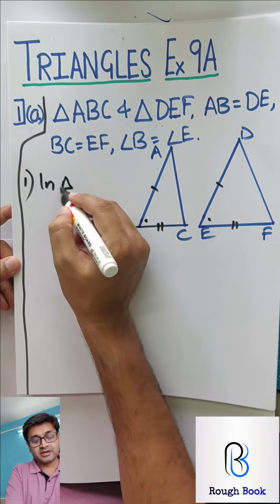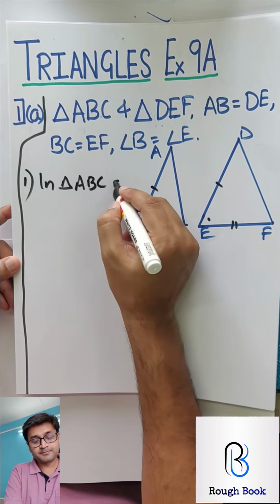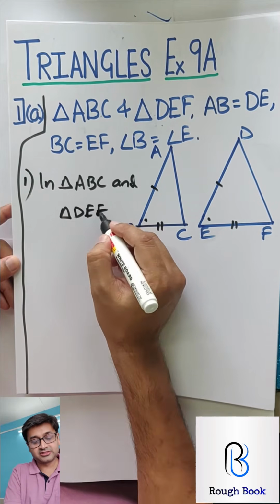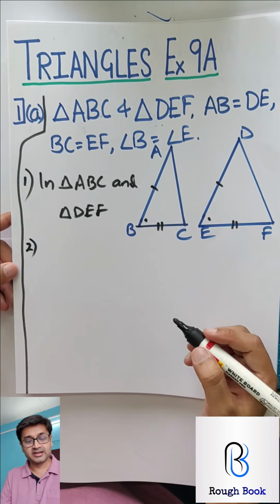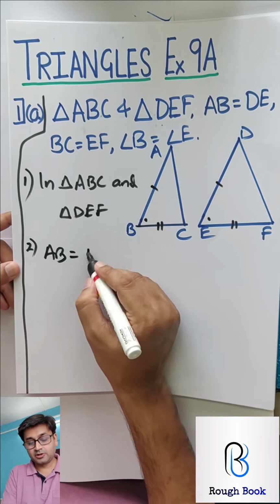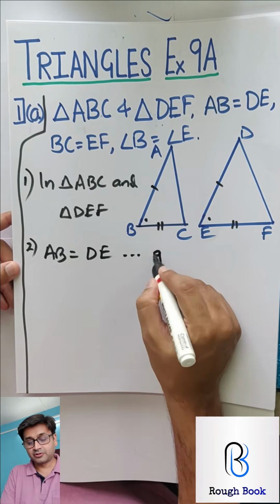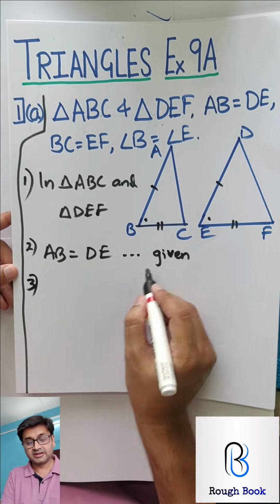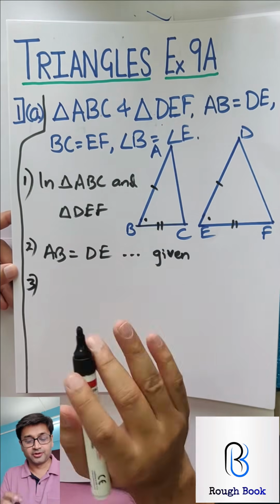So number 1, in triangle ABC and triangle DEF, that's your first step. That is the name of the triangles. Number 2, what is given? So AB is equal to DE. You always have to mention the reason. So in this case it is given. Given is a reason, that means it has been already given to you.